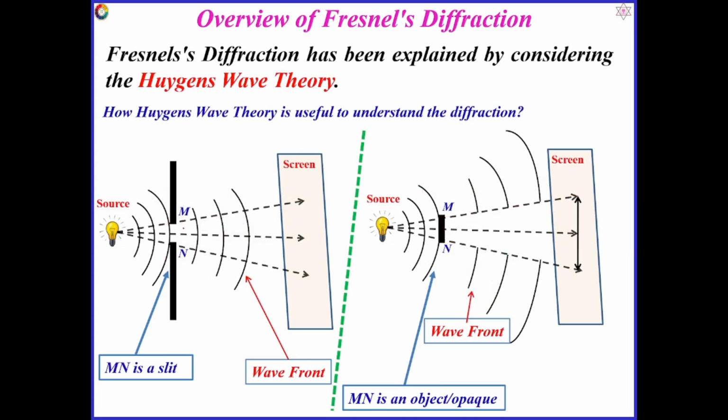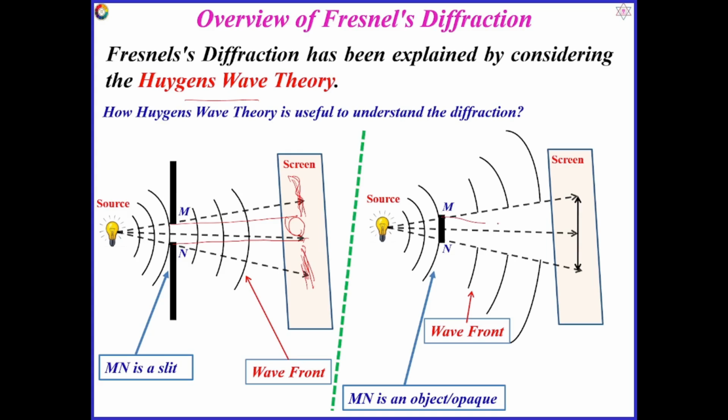Here for this case, this is the illuminated region and this is the shadow region. According to Huygens wave theory, light also illuminates this region, or is going to move towards this region, the so-called shadow region.